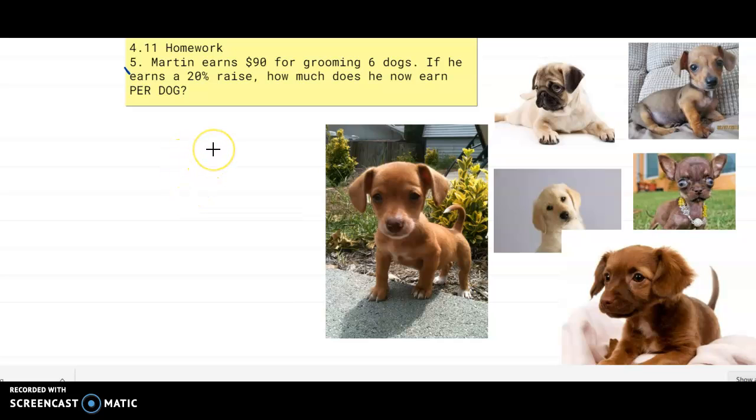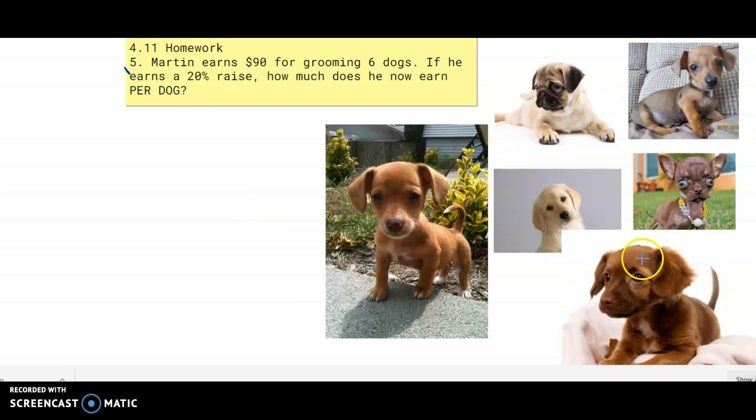In problem number 5, Martin earns $90 for grooming 6 dogs. So now we have this other little adorable. He's so cute. And I hope he's not this guy, just younger. I could kind of see that. This guy might be this guy grown up. Oh well. He's going to have these 6 to groom, and he gets paid $90 for doing it.